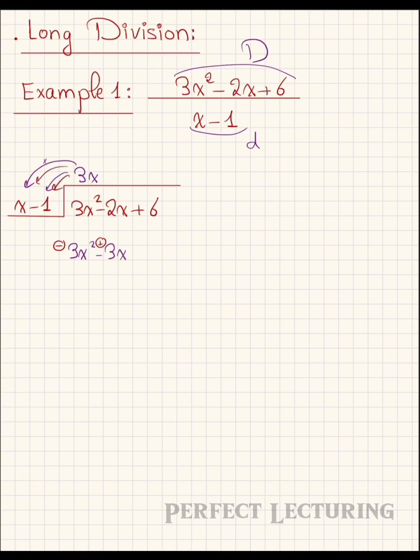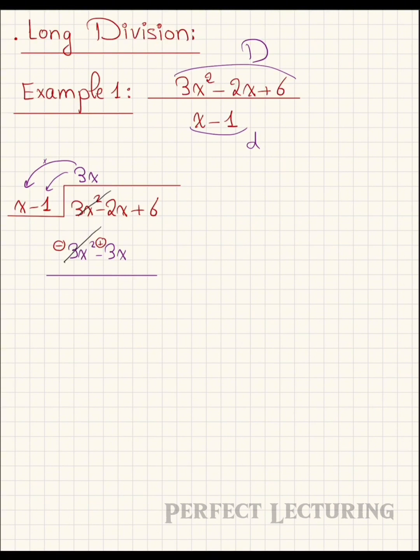So again, I repeat, step number 1, I divide the highest by the highest. Step number 2, I multiply. And step number 3, I change the signs of the terms that I get. Next, I add. So 3x squared minus 3x squared cancel out, and I must end up with the first term here and the first term here canceled out. Otherwise, I have a mistake.